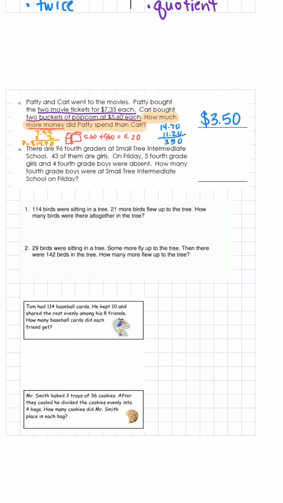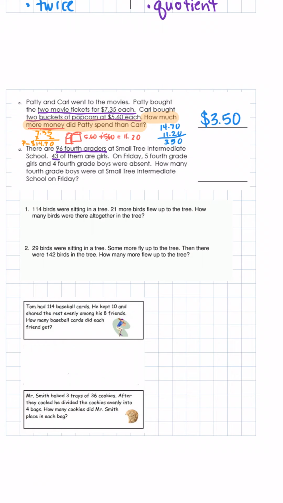There are 96 fourth graders at Small Tree Intermediate School. 43 of them are girls. On Friday, 5 fourth graders and 4 fourth grade boys were absent. How many fourth grade boys were at Small Tree Intermediate School on Friday? Okay, well, first, that was our first read. Now let's underline what we know. There's 96 fourth graders. So 96 altogether.